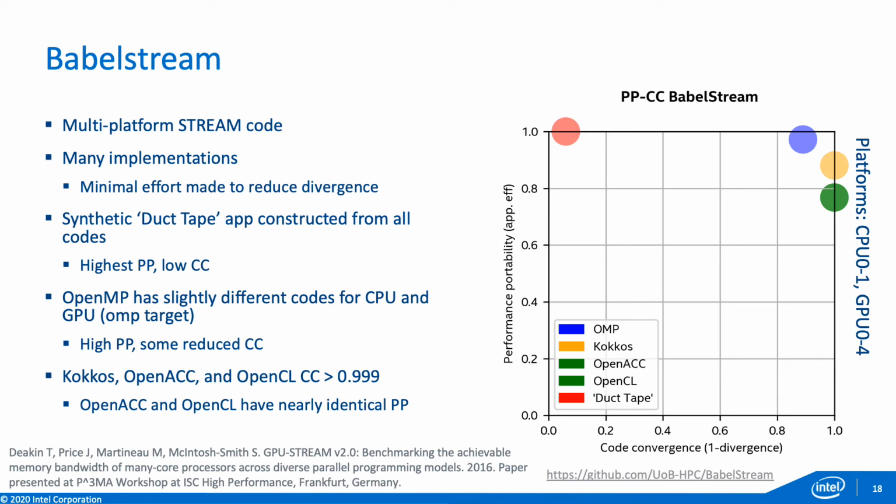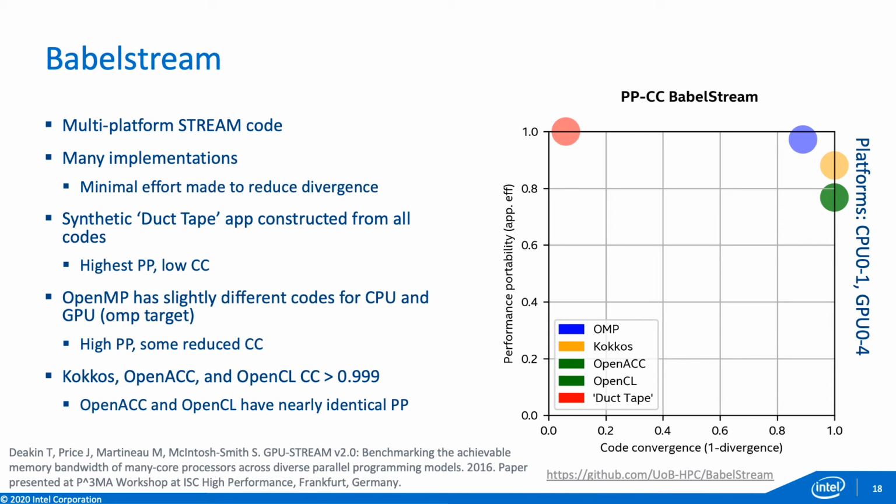Again, there are many different codes here. What I'm looking at here is if you were to look at all the codes together and put them in a big duct tape code, right, you can see that you have nearly total divergence. The code convergence is very low, but the performance portability is at 1, right? If we look at just the OpenMP code, there's a target and a CPU type OpenMP code, and that introduces some divergence, but that gets a very high performance portability.